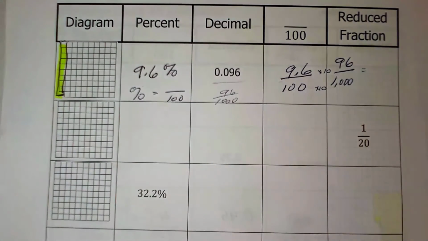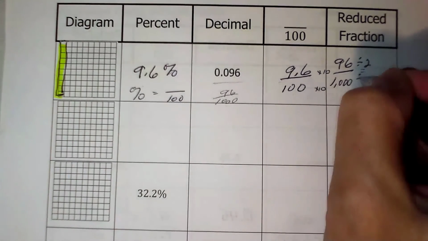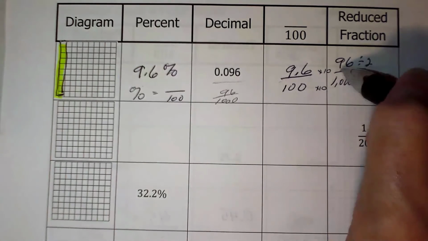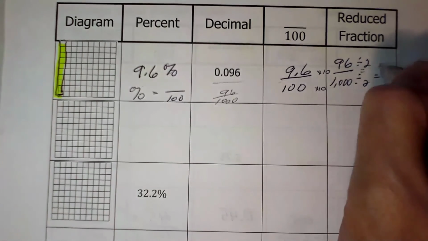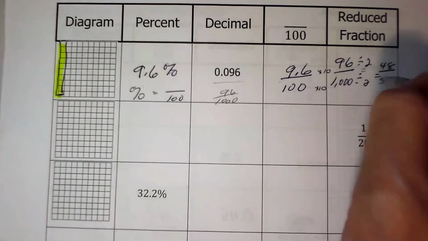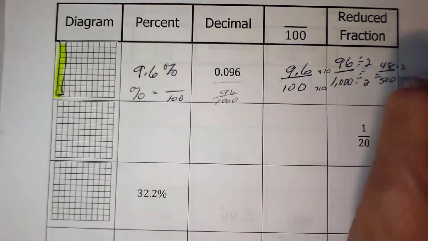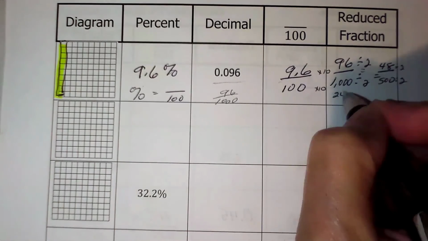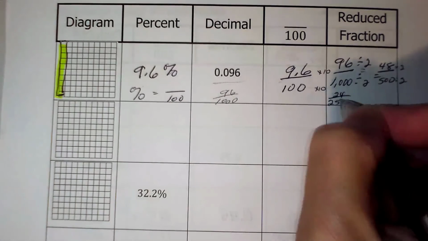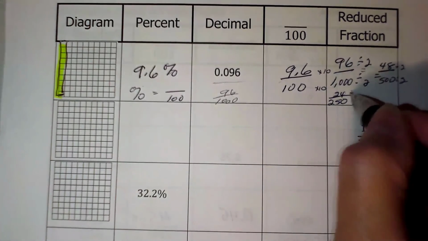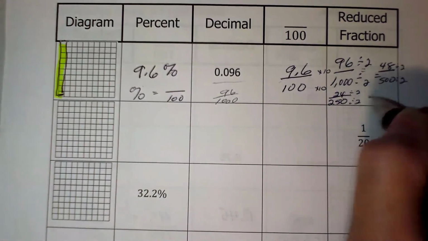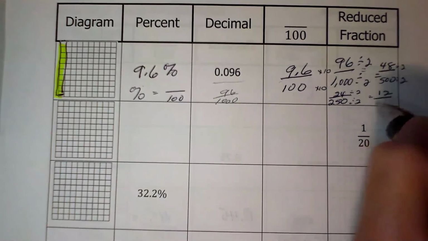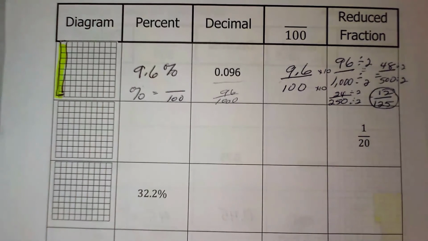Then I have to reduce it. So I could either break this into factors or just start, I would start dividing by 2, and I would get 48 over 500. Then I could divide by 2 again, and I'd get 24 over 250. I could divide by 2 again, and I would get 12 over 125. So I just kept reducing by 2. So as you go through this assignment, the idea is to stop and think about it.